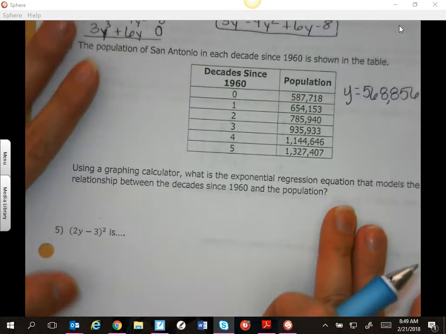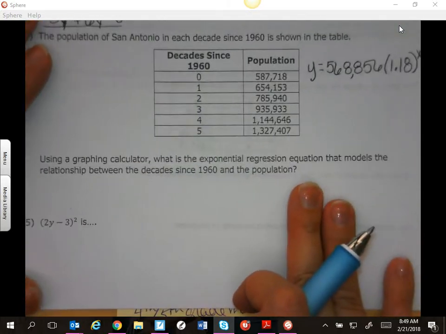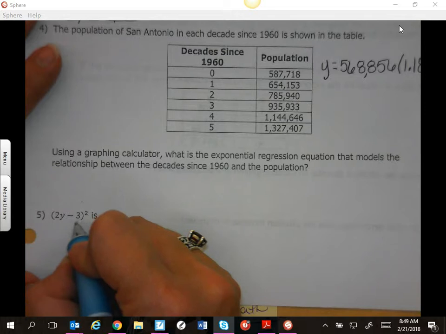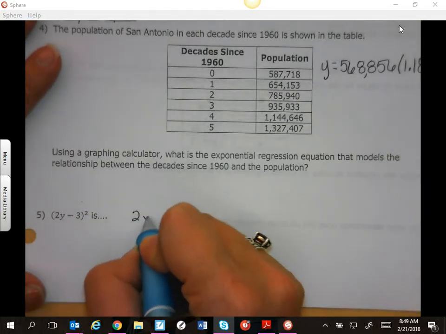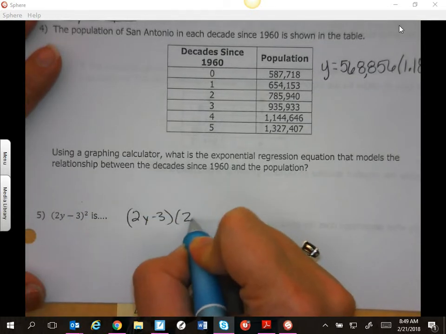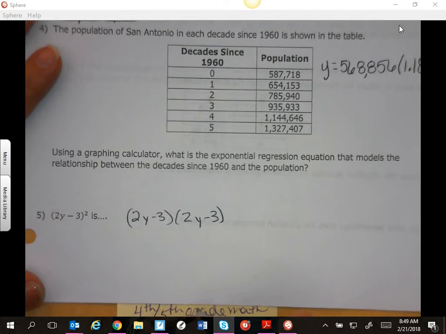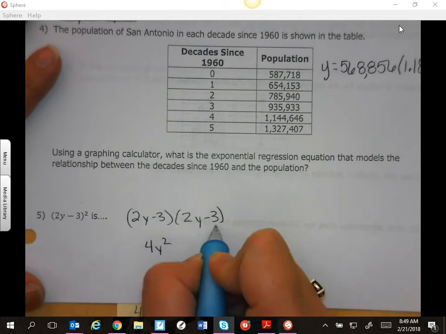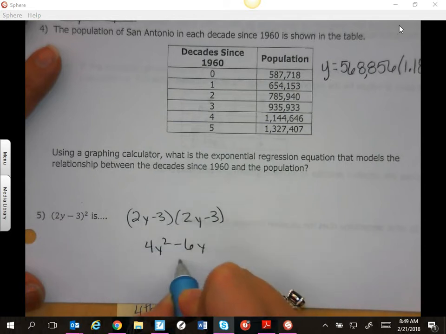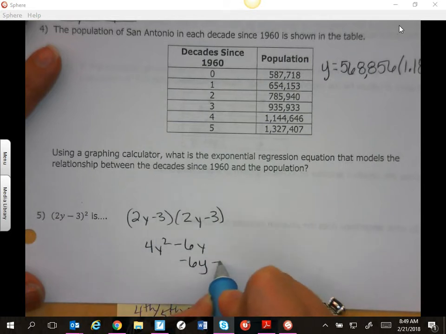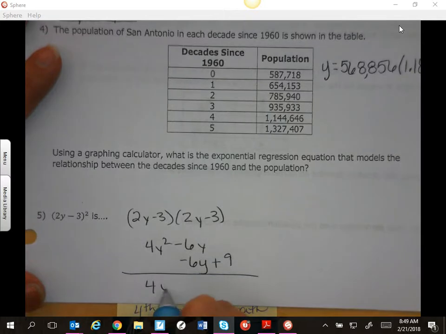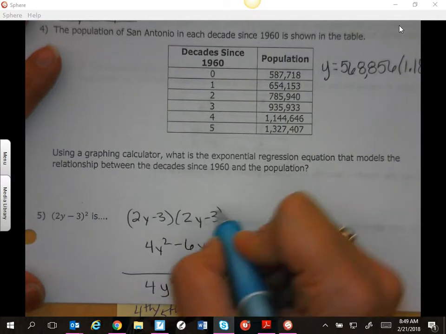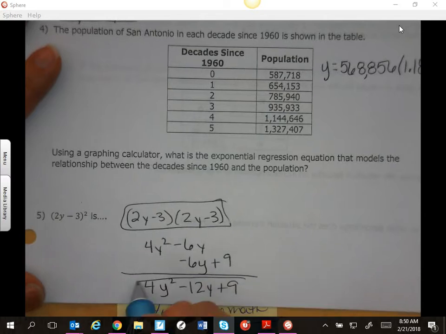And then here, we talked about when you square, this does not mean distribute, this means 2y minus 3 times 2y minus 3. And then if you wanted, you could simplify even further by saying 4y squared minus 6y minus 6y plus 9. So 4y squared minus 12y plus 9. So be aware, it can be written this way, it could be written this way.